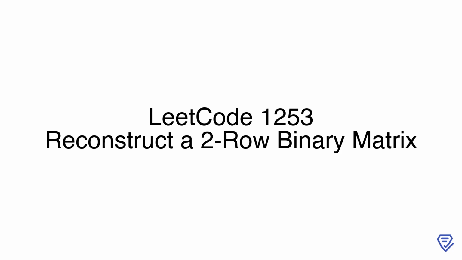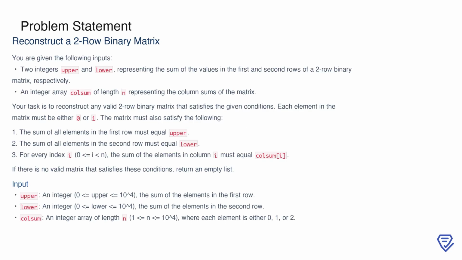Today, we're tackling problem number 1253, reconstruct a two-row binary matrix. In this session, we'll explore the problem, break down the solution step by step, and analyze different approaches to solve it. Let's dive in. In this problem, you are tasked with reconstructing a two-row binary matrix based on specific constraints.